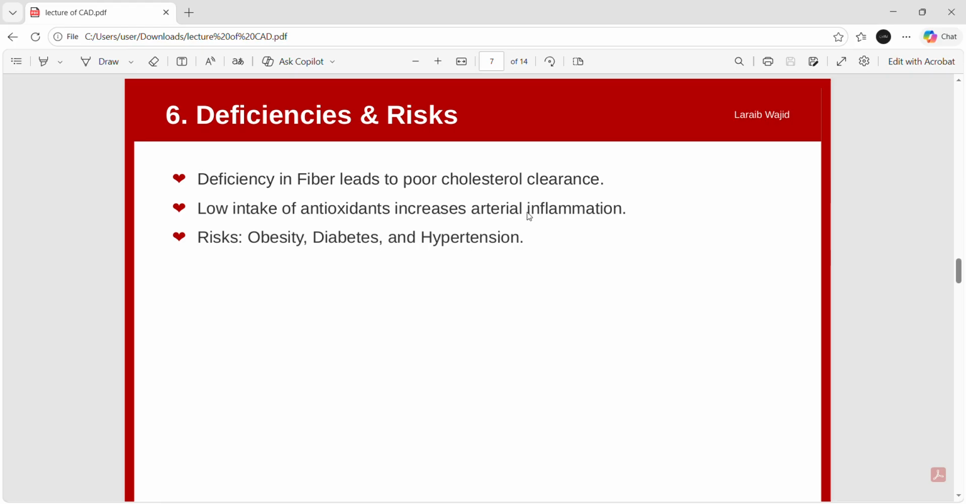Here we discuss deficiencies and risk. Low fiber intake can lead to poor removal of cholesterol from the body. Lack of antioxidants increases inflammation in the arteries. Major risk factors include obesity, diabetes, and high blood pressure.